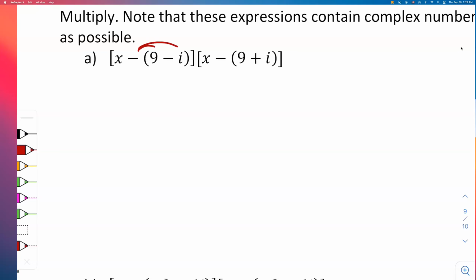First thing you have to do is get this 9 minus i or 9 plus i out of this inner parenthesis. You see we have two parentheses, right? Per each factor. So get them out first. You will have x minus 9 and negative times negative will give you positive i. And the second one becomes x minus 9 and negative times positive will give you negative i.